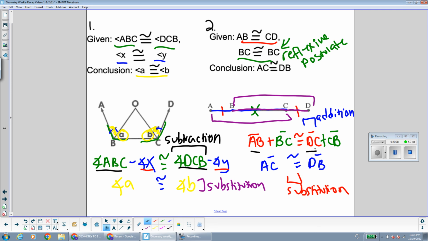AB and DC, our starting segments, are congruent. That was given. We marked it in our diagram as well. BC is congruent to BC. That's given to us. If it wasn't, we could have justified it using the reflexive postulate. So our addition works. We're starting with two congruent segments, and to each of those, we're adding on two congruent segments.